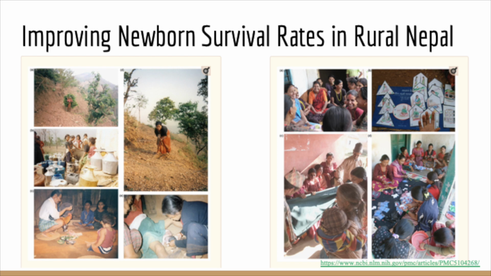Groups met monthly to discuss issues affecting maternal and newborn health and completed a community action cycle of problem identification, planning, and participatory evaluation. There were 4 parts to this research. The groups learned about health, developed confidence, disseminated information in their communities, and built community capacity to take action. Over a 2-year period, the community saw a 30% reduction in neonatal mortality and a substantial reduction in maternal mortality compared with control areas.